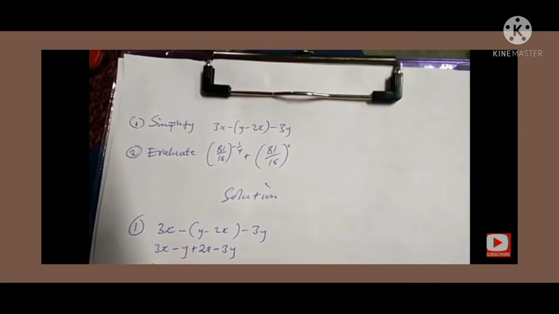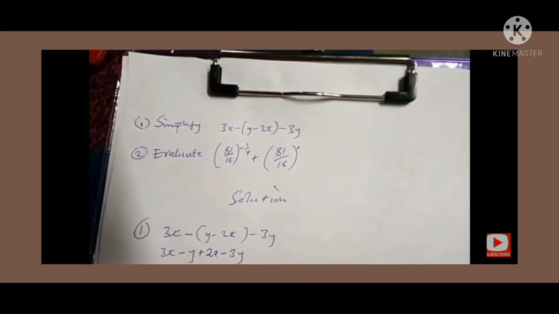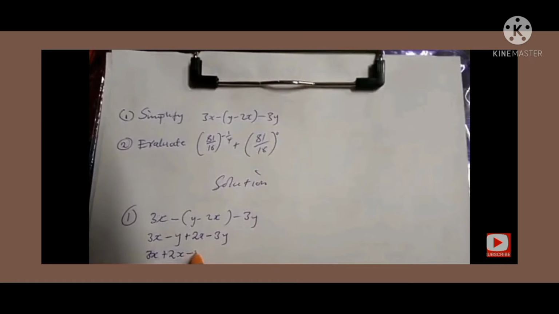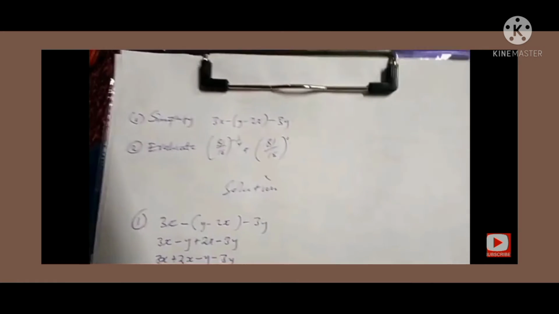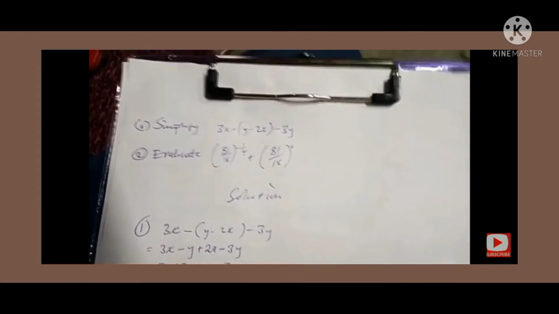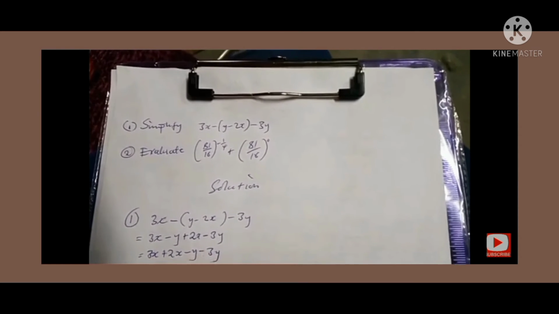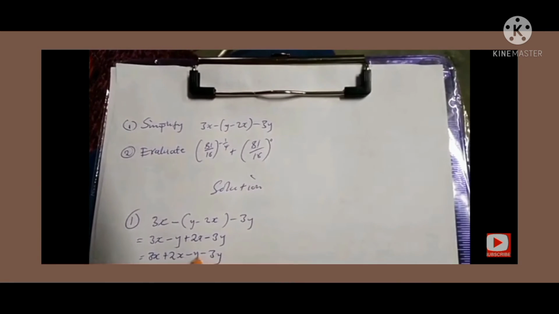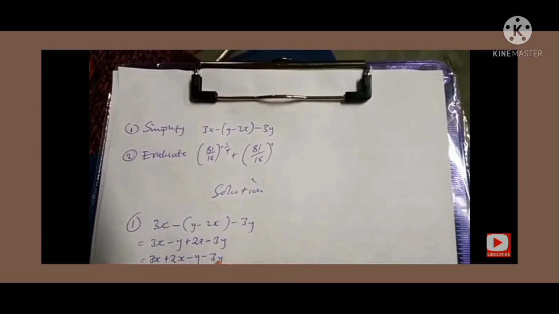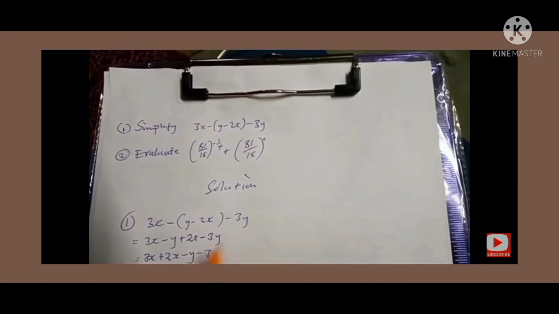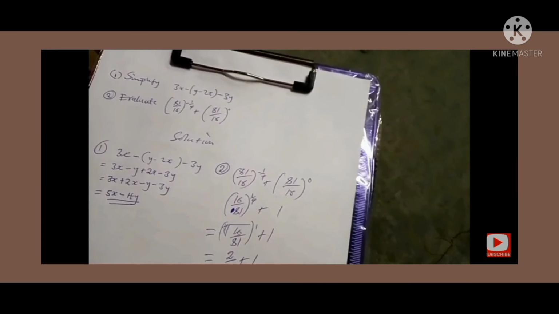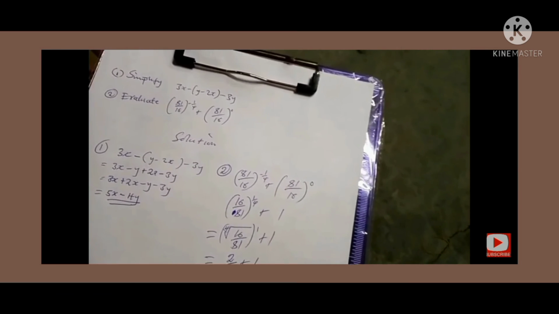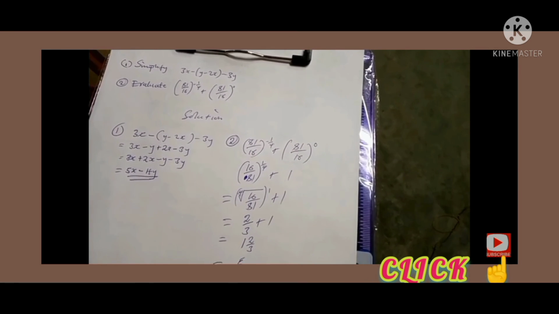We are going to do 3x plus 2x minus y minus 3y. So 3x plus 2x equals 5x, negative y minus 3y. Here 1 over 3. That's the final answer.